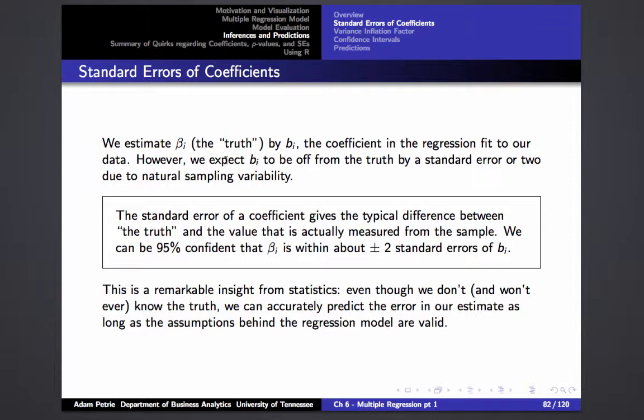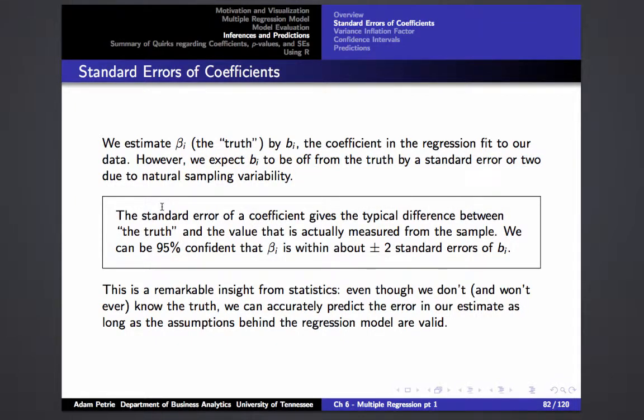Like I said, this is the truth, beta i, that's what we'd like to know. It would be the coefficient if we had all the data on all individuals. We estimate beta by b, the coefficient measured from our sample. So b is most definitely wrong. It's not going to be equal to beta, but it's not going to be that far off from the truth. We expect b i to be off from the truth by about a standard error or two, just due to natural sampling variability. There'll be a formula that lets us know what the standard error is.